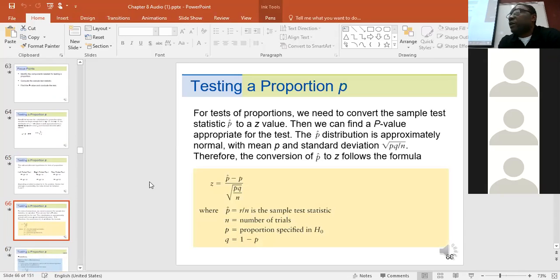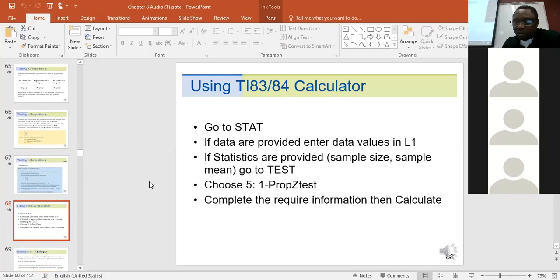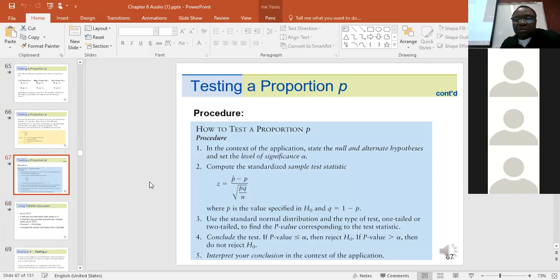So the test value here is p hat minus p. P is the value that you have at H0, the hypothesized proportion. H0 tells us what the value of the parameter is all the time. So that is what we use. That's why we like to write it as equal to, because it's the value of the proportion. So as we did for the mean, we can use a calculator to get the test value and the p-value.